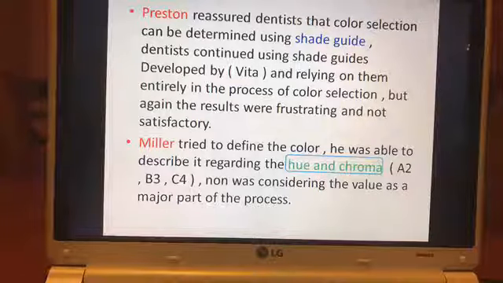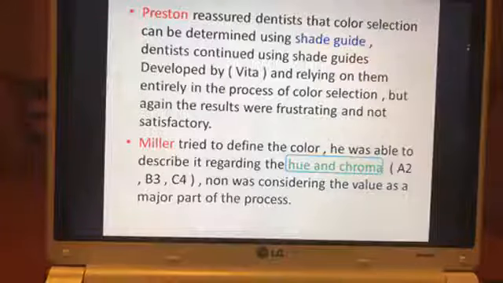So Miller was the first one who started thinking analytically. He said that if you want to be an author, you have to understand the section of the sentence, the paragraph, the punctuation, the letters. That's exactly the same thing for color. If you want to be a colorist and select a good color, you also have to analyze color. So he was the first one who started talking about the hue, the chroma, and the value.